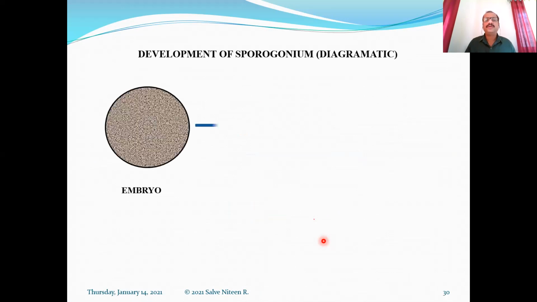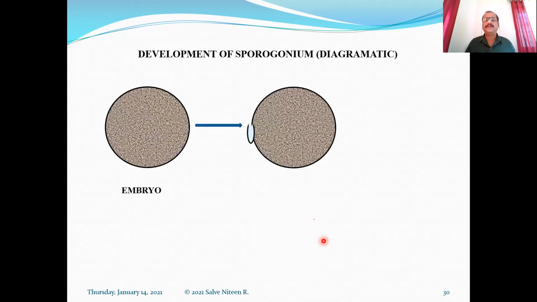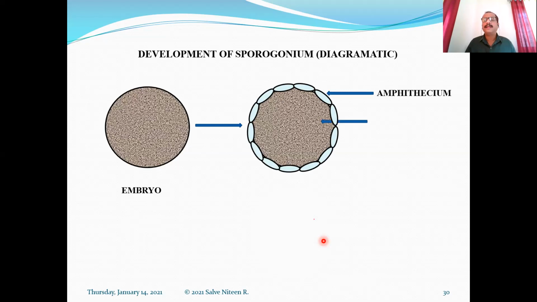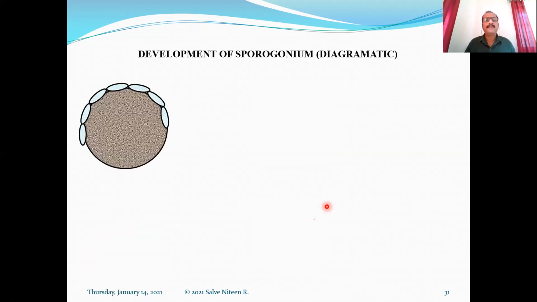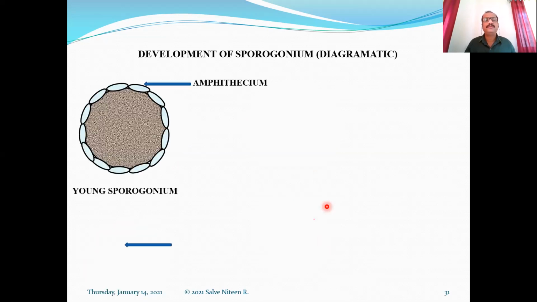And this embryo, during its development, produces by periclinal division a central mass of cells. This central mass is called the endothecium, and this peripheral layer is called the amphithecium. You can see this is the young sporogonium developing into the sporophyte. So this is the amphithecium.